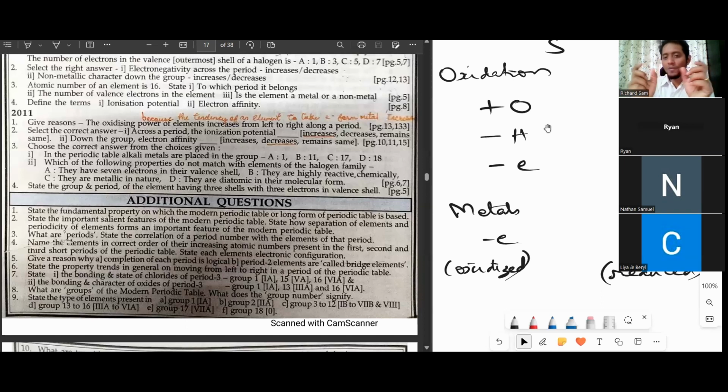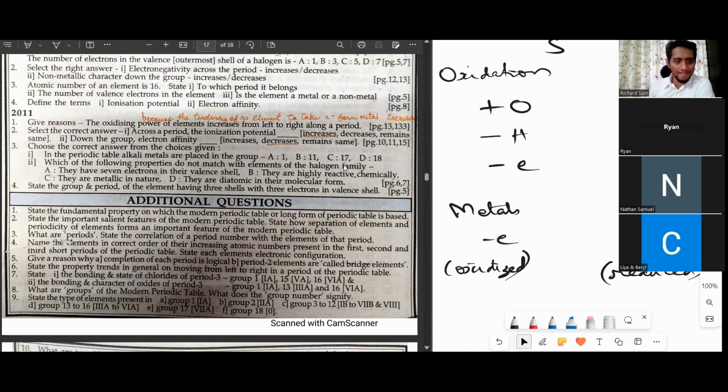Covalent bonds are not very strong. So non-metals can get oxidized, but that oxidized new compound is not a very strong compound. Whereas metals get oxidized and form a very strong bond with oxygen. For example, sodium joins with oxygen to form sodium oxide. What is the bond between the sodium and the oxygen? It's an electrovalent bond or an ionic bond, which is a very strong bond.